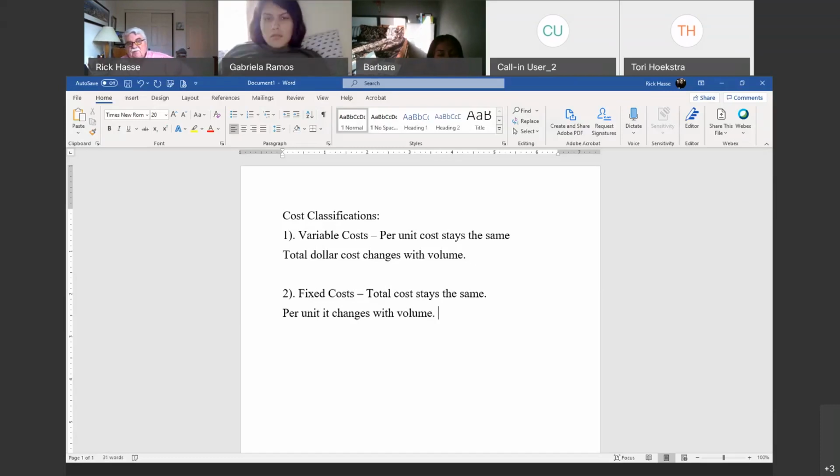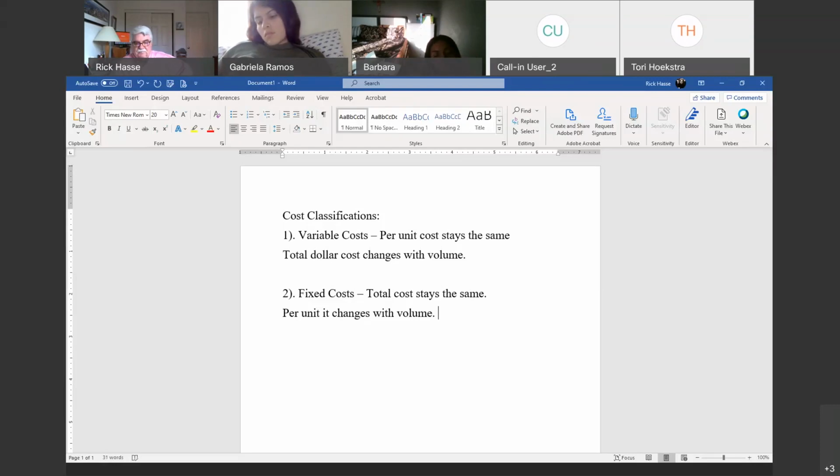What's an example of a fixed cost? I'm on a salary. I'm a salaried employee and I'm in charge of a department. My staff might work 80-hour weeks and they'll get overtime, but I'm a salaried employee, I don't get overtime. I get paid the same amount no matter what the volume is. Fixed cost. It stays the same.